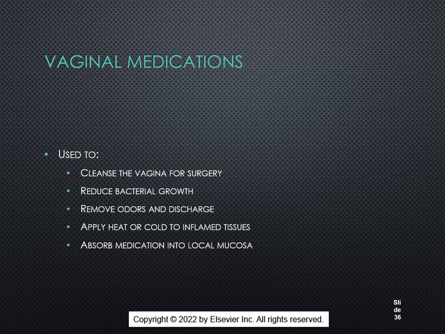A vaginal irrigation is also called a douche. Topical solution is introduced into the vaginal cavity for the following purposes: to cleanse the vagina in preparation for surgery, to supply antiseptics to reduce bacterial growth, to remove odors or foul discharge, to apply heat or cold to soothe inflamed tissues or reduce the oozing of blood.